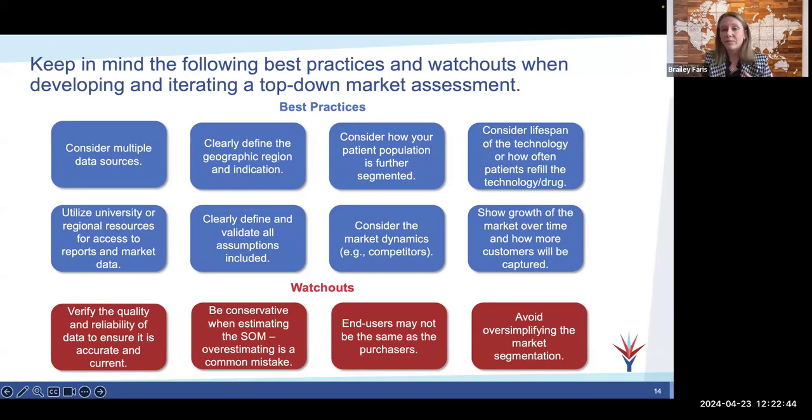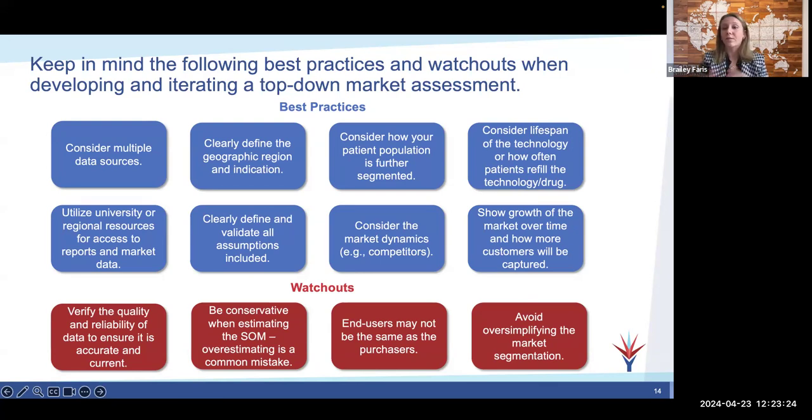Considering the lifespan of the technology, or for example, how often patients may need to refill a drug, will also be important. For example, let's say you're developing a new therapeutic and you have an idea of a price point for your technology that you would like to use as the market assessment, instead of using the average revenue that you found from some sort of data resource. You'll have to consider the number of times the patient will refill that drug on an annual basis and multiply that by the cost of the drug in order to understand what the potential annual revenue available to your company is.